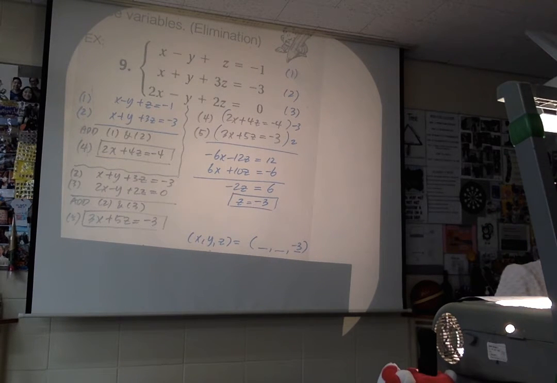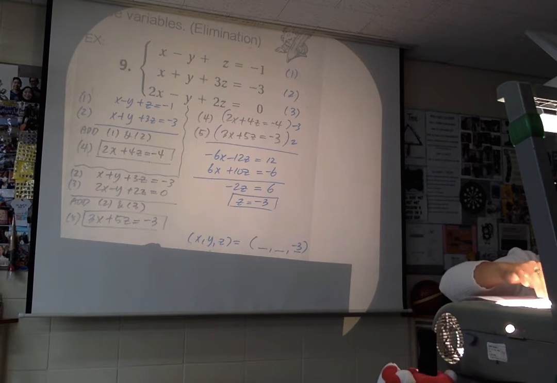Now to find x and y, that's the easy part. So let's go to equation 4. You guys, look, if you take equation 4, it's the new equation that you found.